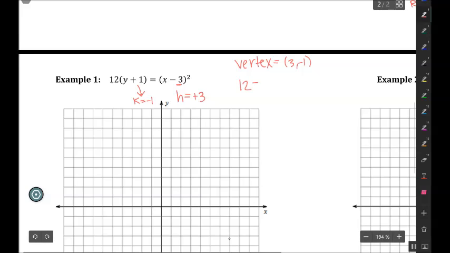Let's find p. So 12 is 4p, which means 3 is p. Since x is being squared, that tells me it's either up or down. And since p is positive, we're going to open up.